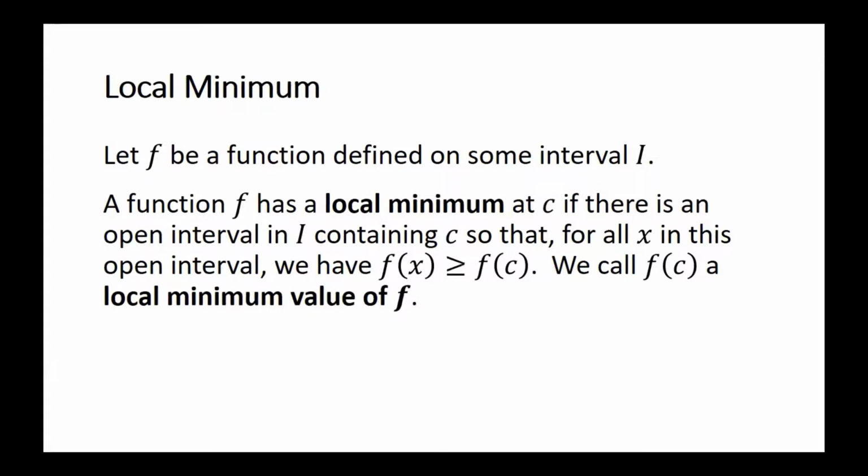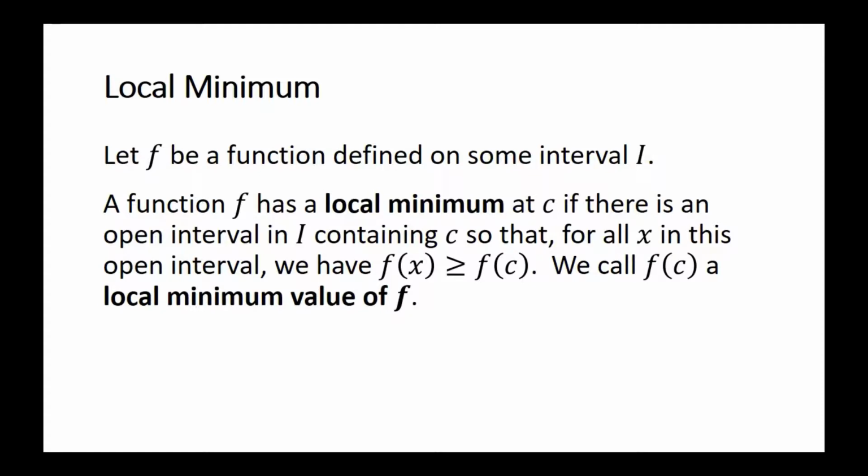A local minimum. Let f be a function defined on some interval I. A function f has a local minimum at c if there is an open interval in I containing c, so that for all x in this open interval, we have f of x greater than or equal to f of c. We call f of c a local minimum value of f.